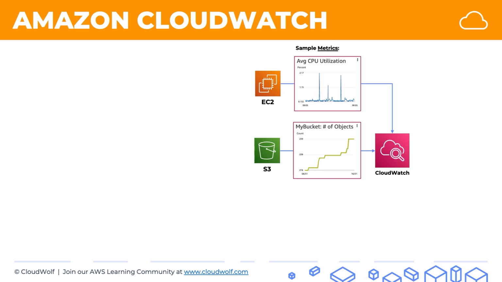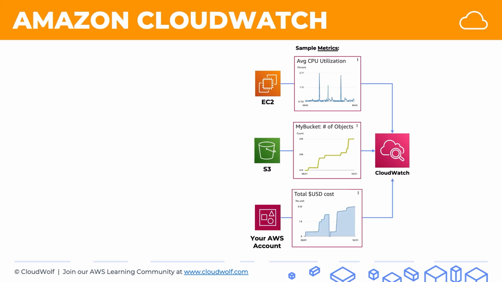For example, we might have an S3 bucket where we're monitoring the number of objects because this might be important to us. And here we see a real example from a real account, how the number of objects is changing. And you could even get metrics from your AWS account in general. For example, here we're looking at the total US dollar cost incurred in the month. As you can see, it resets every month and then starts growing again. So you can also monitor that.